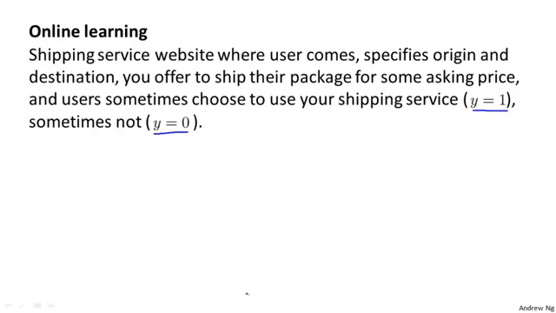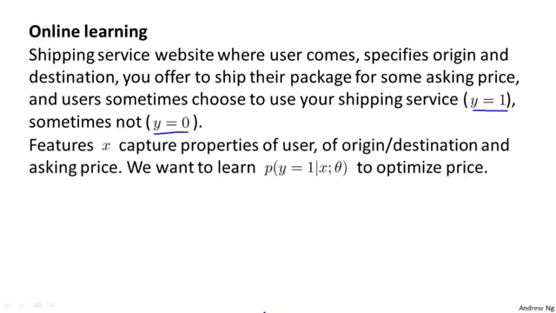So let's say that we want a learning algorithm to help us optimize the asking price that we offer to our users. Specifically, let's say we come up with some set of features that capture properties of the users, if we know anything about the demographics, the origin and destination of the package, and the price that we offer them for shipping the package. What we want to do is learn the probability that they will elect to ship the package using our shipping service given these features. And again, as a reminder, these features x also capture the price that we're asking for.